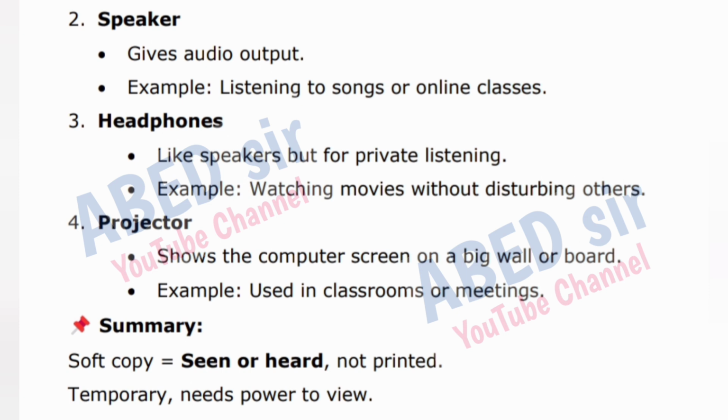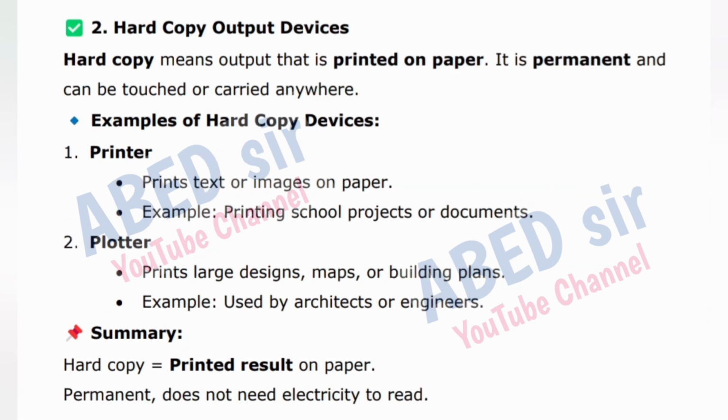Summary. Soft copy is seen or heard, not printed. Temporary, needs power to view. 2. Hard copy output devices. Hard copy means output that is printed on paper. It is permanent and can be touched or carried anywhere. Examples of hard copy devices.